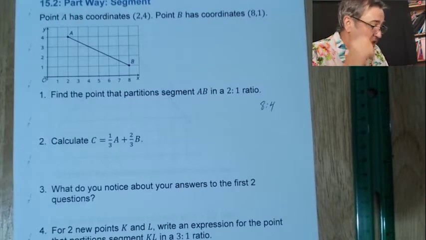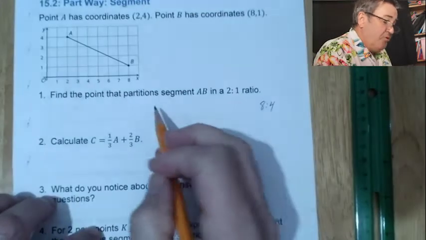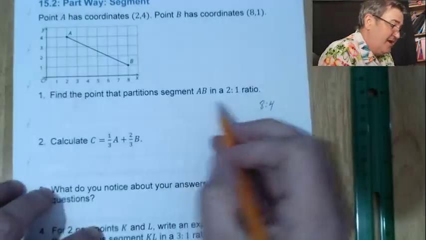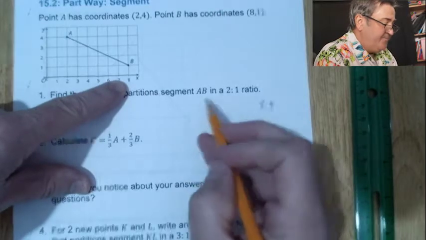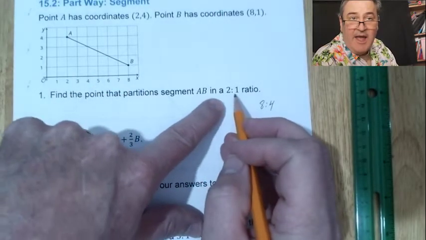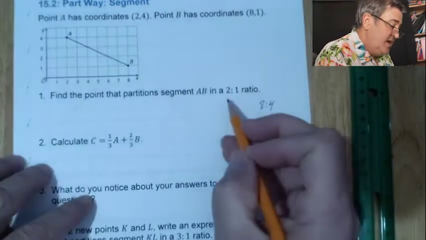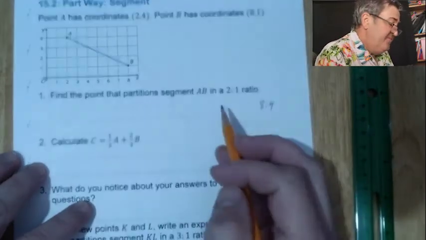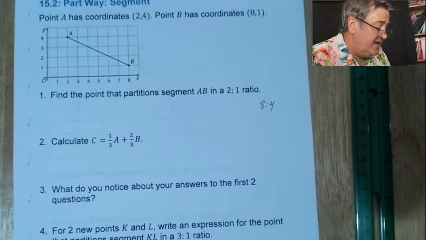All right, what we're doing. Oh, that's right. We're partitioning segment AB in a 2-to-1 ratio. So that means we need A. A is the first one. It gets to be twice as long as B. So for however long B is, A is twice as long because it gets twice the portion. It gets twice as many M&Ms. So how would we do that? Find the point that partitions that in a 2-to-1 ratio.